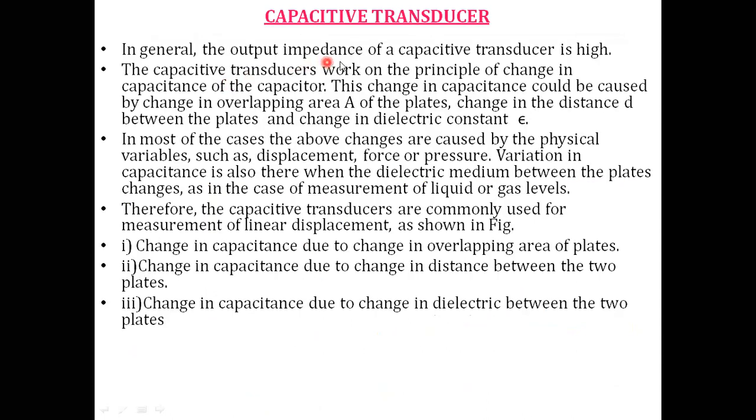In general, the output impedance of a capacitive transducer is high. The capacitive transducer works on the principle of change in the capacitance of the capacitor. This change in the capacitance could be caused by change in overlapping area of the plates, change in the distance between the plates, and change in the dielectric constant.